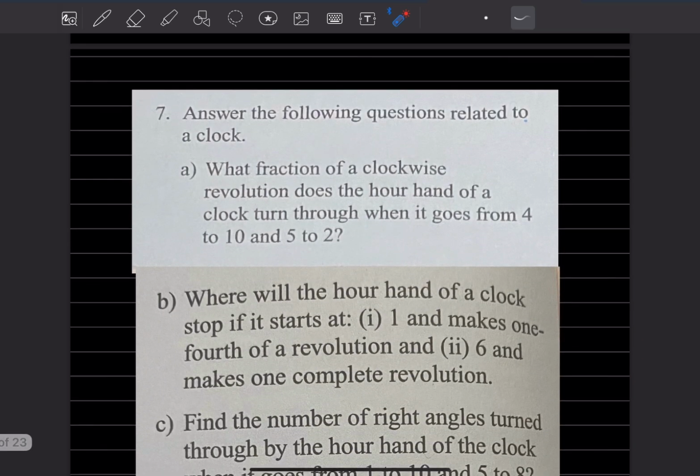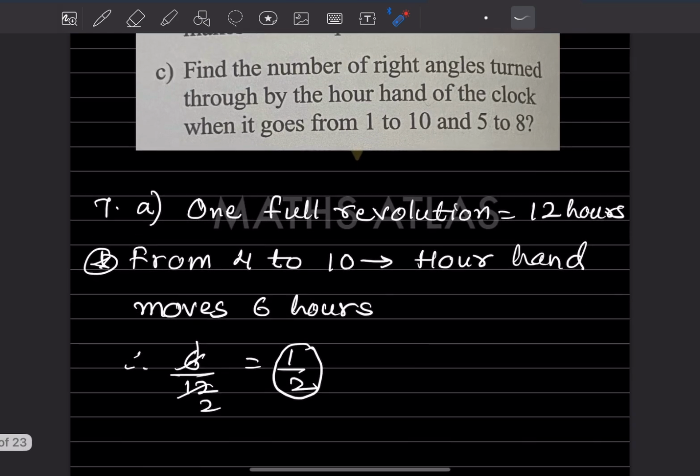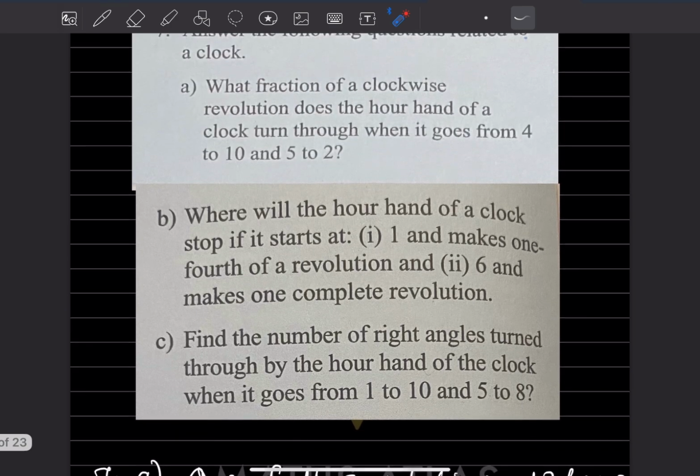Answer the following questions related to a clock. What fraction of a clockwise revolution does the hour hand of a clock turn through when it goes from 4 to 10 and 5 to 2? So see, I've written the answers here.